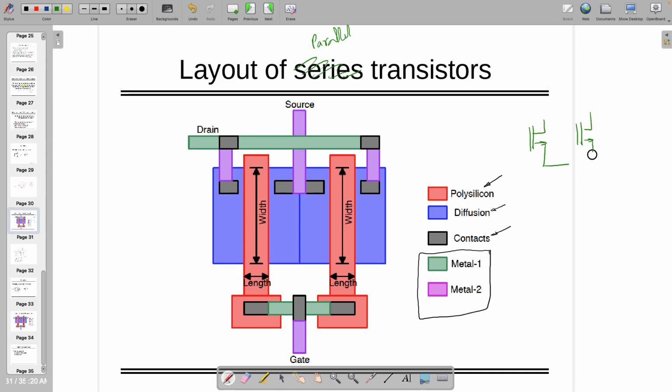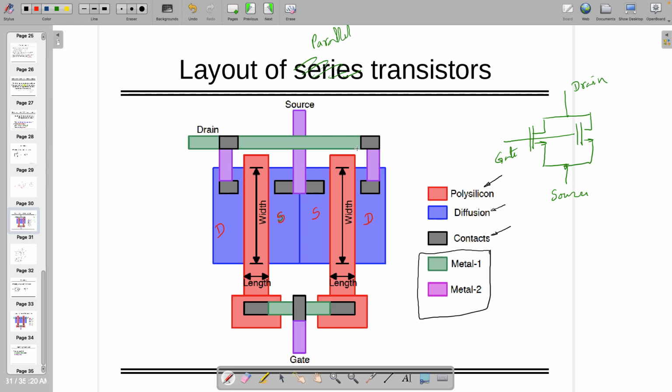So both the sources are tied together. This is gate and this is drain. So look at this. This is source, drain, and both the polysilicon gates are visible, right? So gates are tied together. Sources are tied together. Drains are tied together.